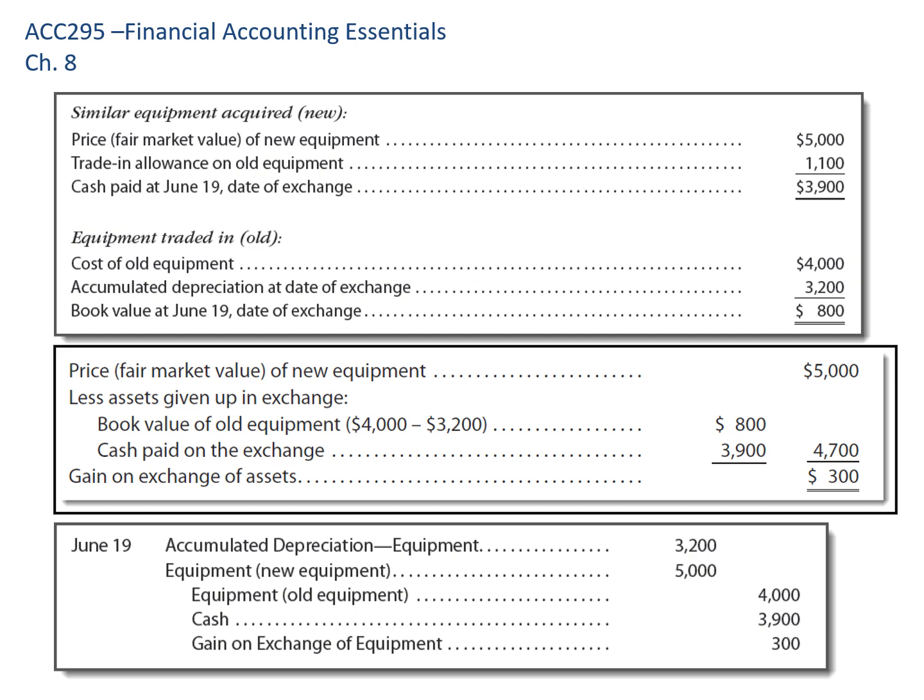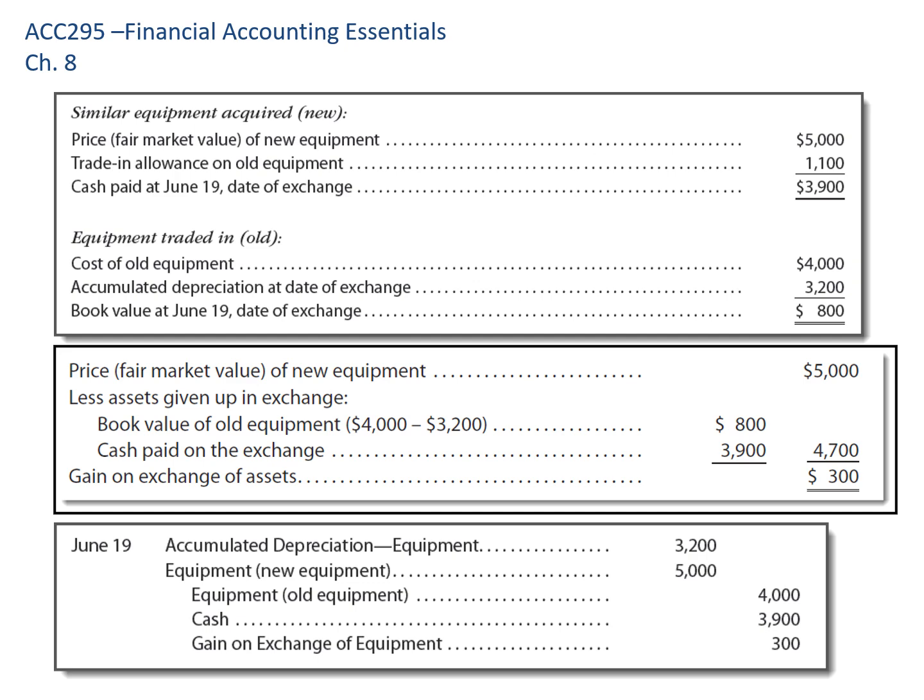So the old equipment at the time of trade-in had a cost of $4,000, accumulated depreciation of $3,200, so it had a book value at the date of exchange of $800. So we're getting a trade-in allowance of $1,100 for something that we're going to remove from our books at a net cost of $800. So we're going to have a $300 gain.